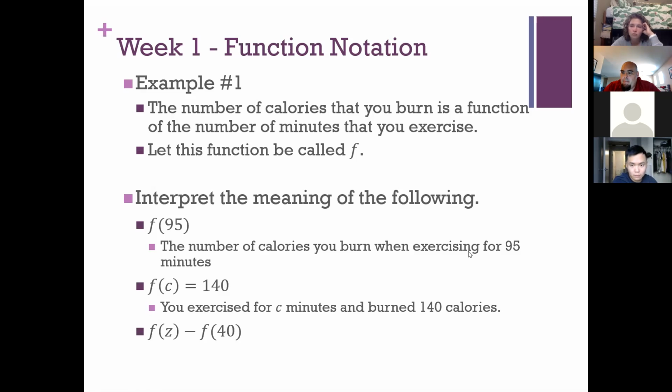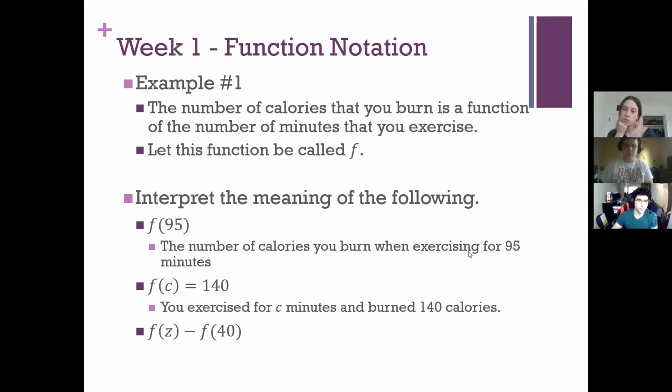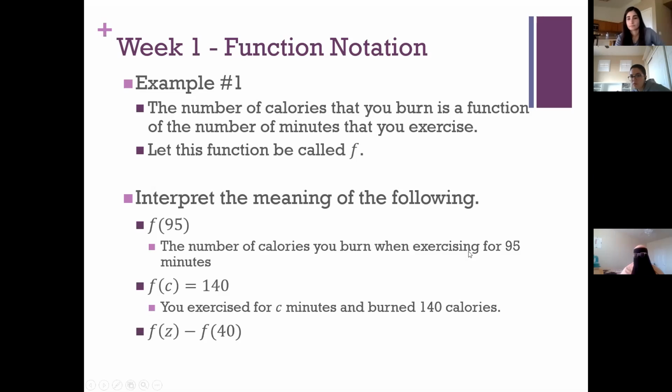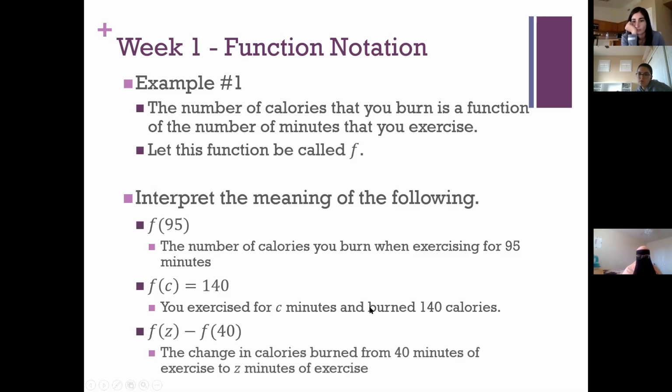The number of calories burned for an unknown amount of minutes minus the number of calories burned for 40 minutes. Okay, right. Thank you. So I've burned some amount of calories after an unknown z minutes. I've burned some amount of calories after 40 minutes, and I'm basically taking that change between them. So the change in calories burned from 40 minutes of exercise to z minutes of exercise.